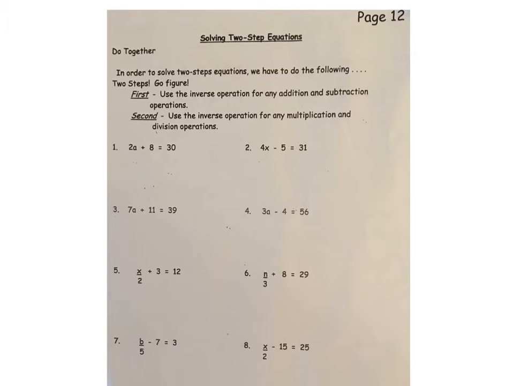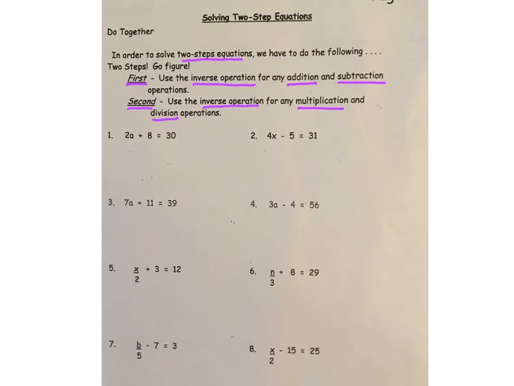Let's read. In order to solve two-step equations, we have to do the following. First, use the inverse operation for any addition or subtraction. Second, use the inverse operation for any multiplication or division. Let's take a closer look together.